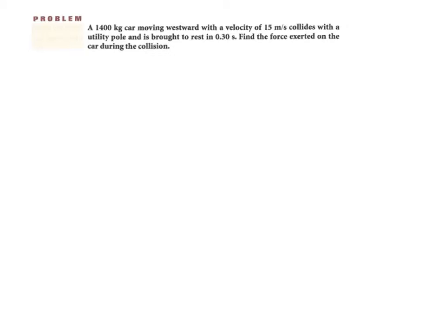Try a problem here, this is from the book. This is page 201. And this gives us a chance to practice our momentum impulse theory again. So here's the situation. We've got a 1,400 kilogram car moving westward with a velocity of 15 meters per second. And it collides with a utility pole that is brought to rest in 0.3 seconds. So let's set this up, and we'll first write our knowns.